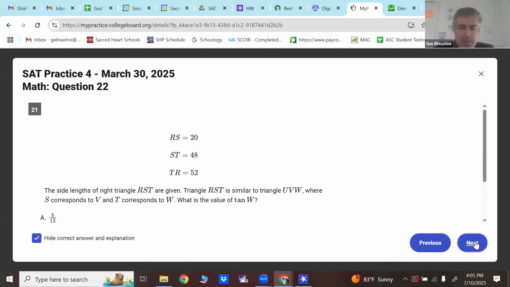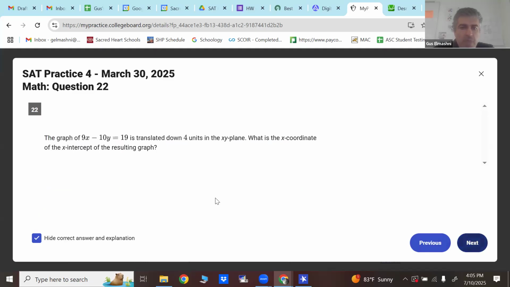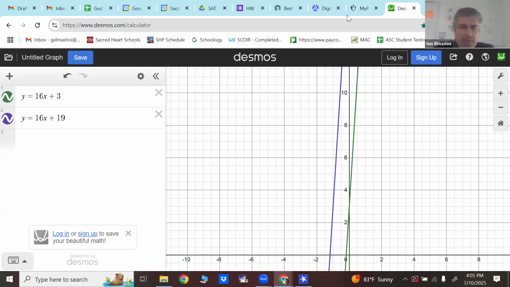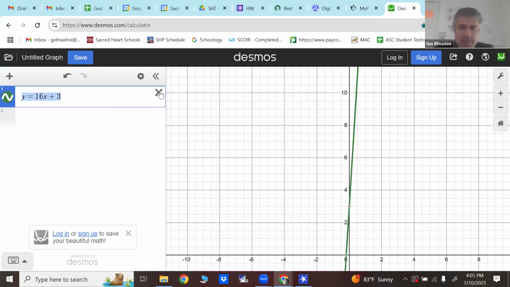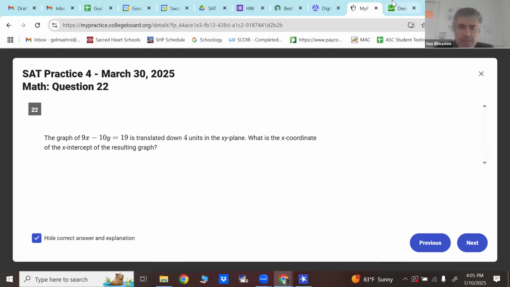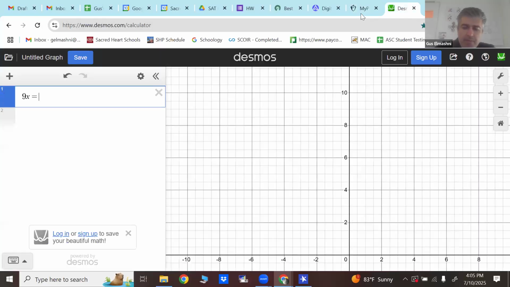See if other options use Desmos. You could use Desmos here, I suppose. 9x minus 10y equals 19. You shift this graph 4 units down. What is the x-coordinate, the x-intercept of the resulting graph? Might be a little tricky using Desmos. I mean, I could type in the equation like it looks. 9x minus 10y.